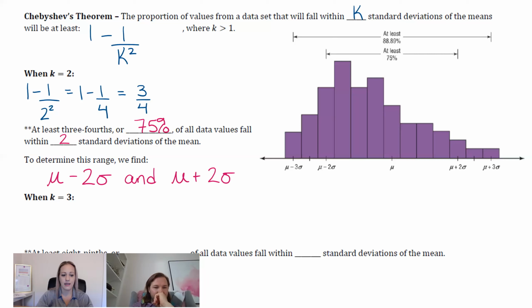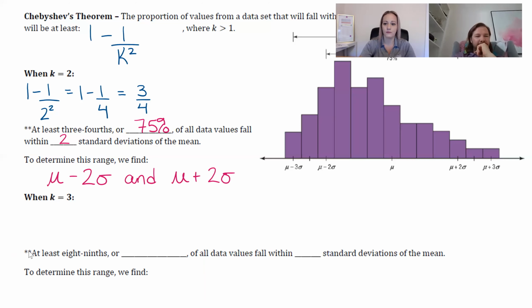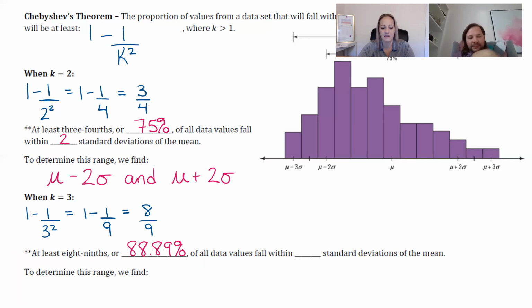What about when k is 3? So you're going to take 1 minus 1 over 3 squared. So you get 1 minus 1/9. Well, that's 8/9, which is about 88.89%. Yeah, very good. So that tells us that when k is 3, at least 8/9, or 88.9%, of all data values will fall within 3 standard deviations of the mean.